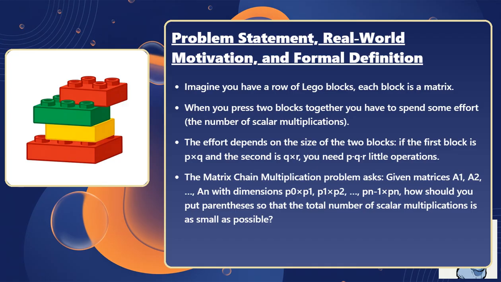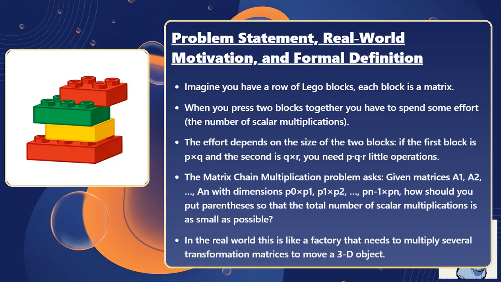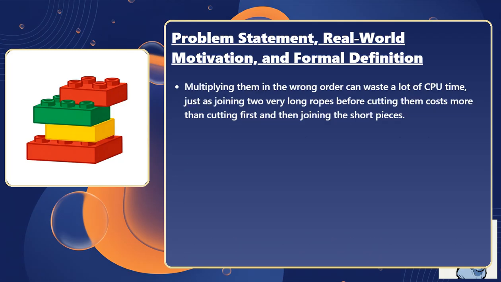The matrix chain multiplication problem asks, given matrices A1, A2, up to An with dimensions P0 times P1, P1 times P2, up to Pn minus 1 times Pn, how should you put parentheses so that the total number of scalar multiplications is as small as possible? In the real world, this is like a factory that needs to multiply several transformation matrices to move a 3D object. Multiplying them in the wrong order can waste a lot of CPU time, just as joining two very long ropes before cutting them costs more than cutting first, and then joining the short pieces.